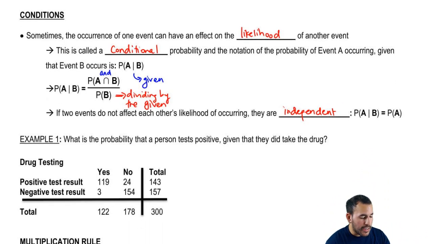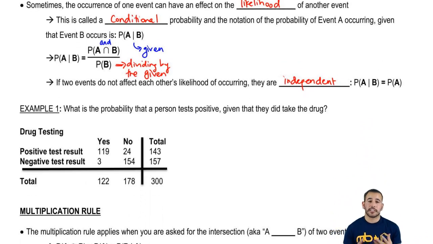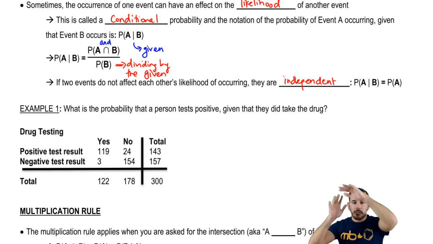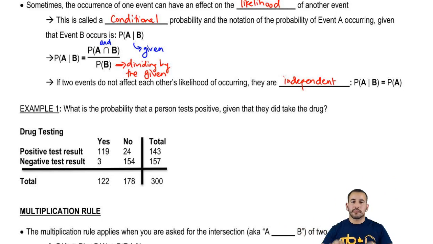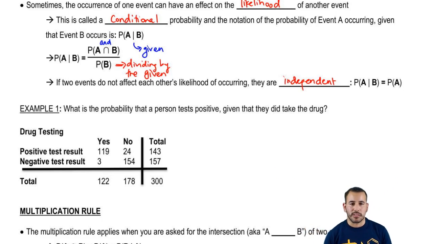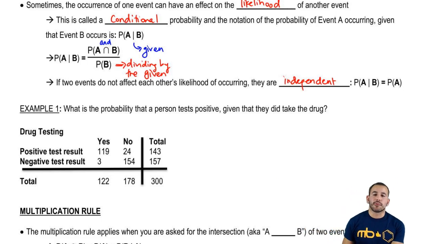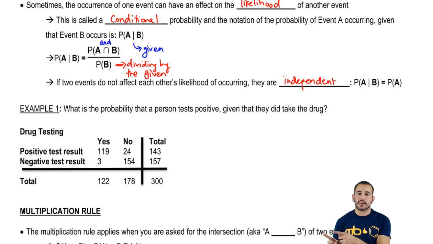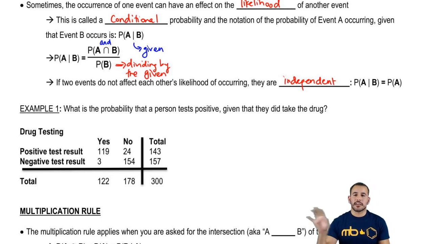So now let's go ahead and apply this condition and see if we can find a conditional probability. So what's the probability the person tests positive given that they did take this particular drug? So here we have what's called a contingency table, and it basically has two factors and a bunch of numbers in between. So for example the 119, what would that represent? That's basically the number of people within our 300 sample who tested positive and also used the particular drug.